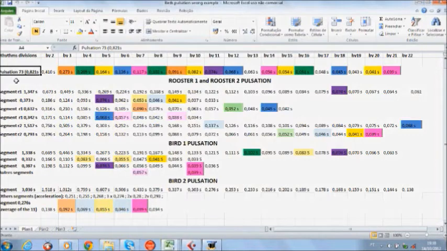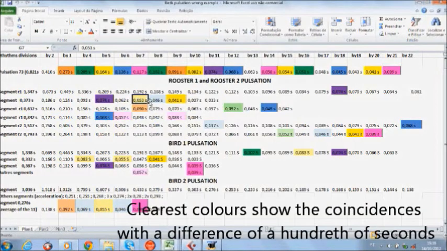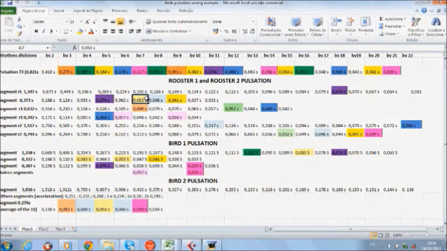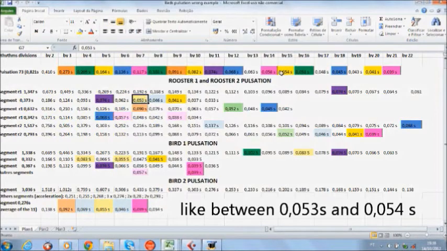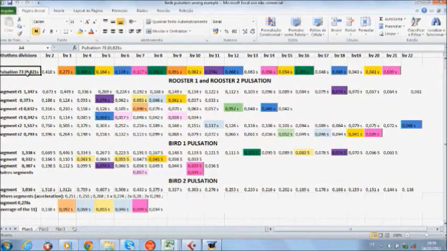So here, same thing, and the bright colors, the clearest ones, are when there are hundredths of seconds of difference with the segment of the pulsation 73. So here, for example, we have the division by 7 of the segment 1 of the rooster 1, which is 0.053, which is almost exactly the same as the division by 15 of the pulsation 73, which is 0.054 seconds.